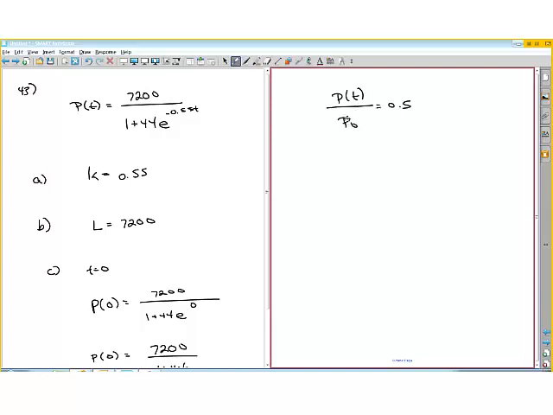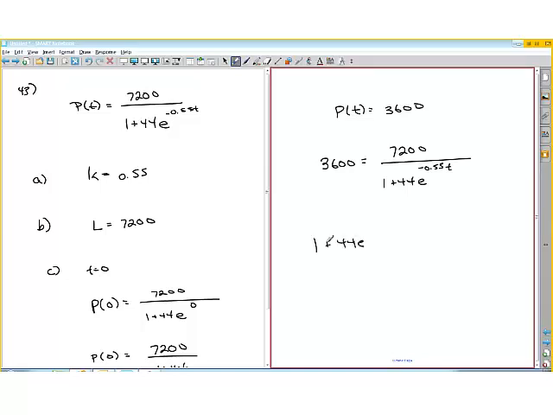So that's, well, no. Initial carrying capacity, sorry, that's wrong. I was thinking of the half-life. So it's saying P of t equals 3,600 because the carrying capacity is 7,200. So we just plug that in and solve for t. So we have 3,600 is equal to 7,200 divided by 1 plus 44 e to the minus 0.55 times t, and we solve for t.